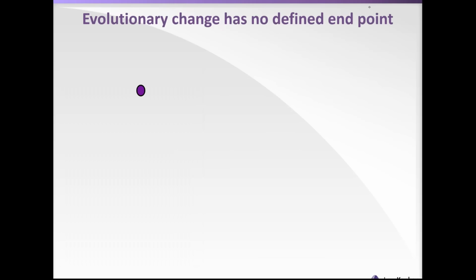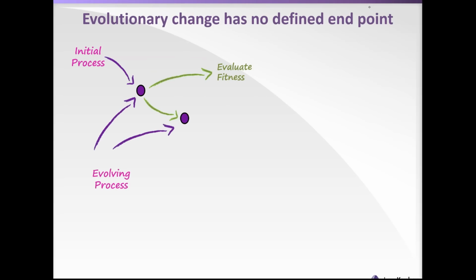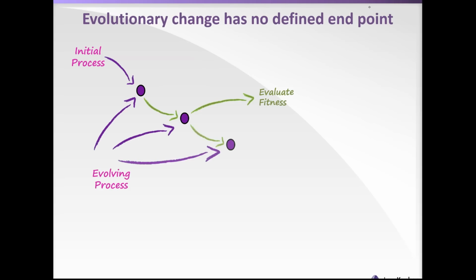If this purple dot here represents our current process for delivering something, we can evaluate it with the fitness criteria that our customers care about. And if it's not good enough, we can make a change to the process. It can evolve over time. And we can keep using our fitness criteria to determine, are we better than we were before? Are we good enough yet? And if not, we can keep going. We can keep making alterations and changes to the way that we do the service delivery.